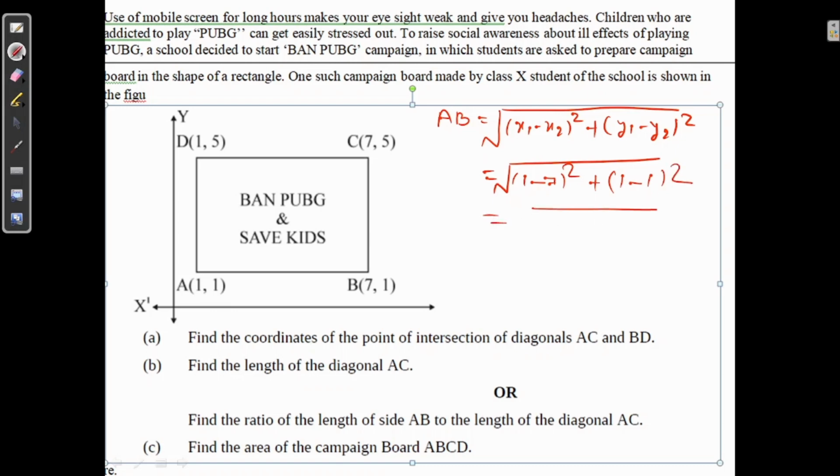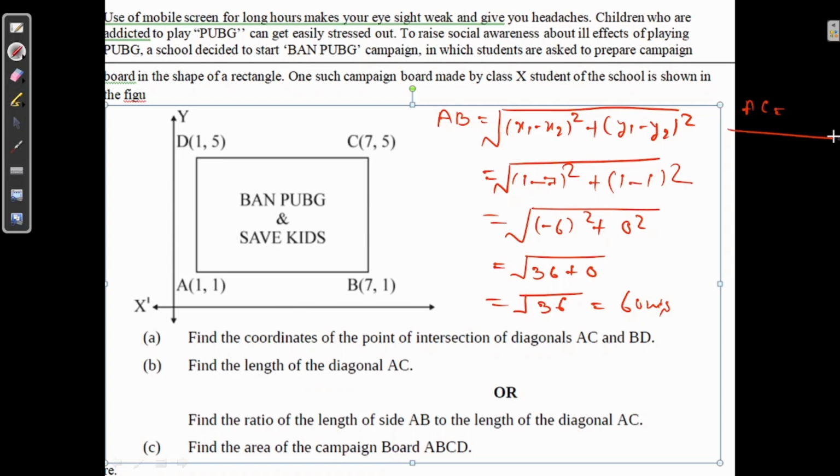Okay, let us solve. 1 minus 7 is minus 6. 1 minus 1 will be 0. Minus 6 square is 36. 0 square is 0. Root of 36, and I am going to get 6. So 6 units is the value for AB. Now I have to find AC. Let us apply the formula here.